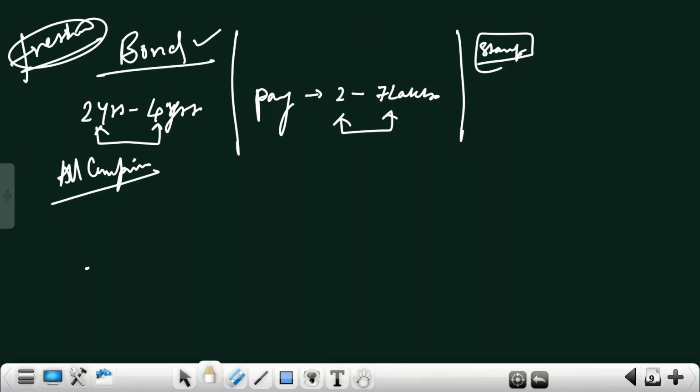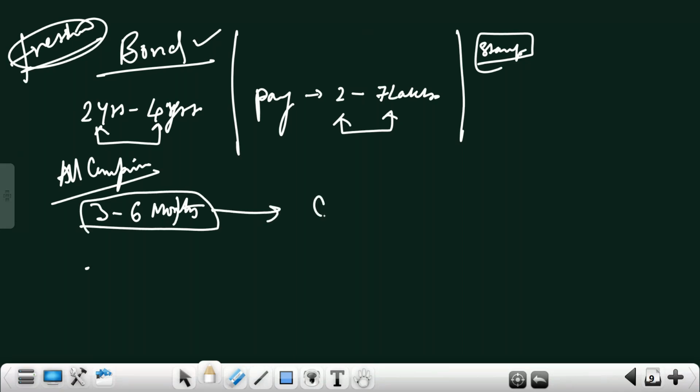This is only related to bond agreement. So one more thing will happen. They will also provide some internal training, maybe for 3 months to 6 months. They will provide you some training. They will make you ready for the client location.